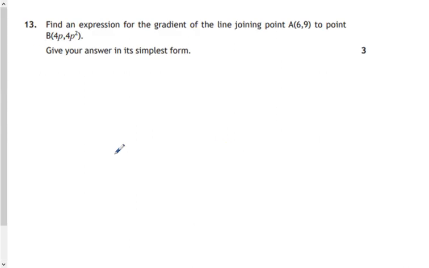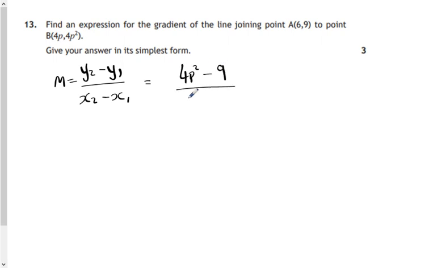Carrying on. Find an expression for the gradient of the line joining the points A(6, 9) and B(4p, 4p squared), giving your answer in its simplest form. Okay, so we've got two coordinates here, and we want the gradient between them. We know that the gradient is y2 minus y1 over x2 minus x1, which in this case is going to be 4p squared minus 9 over 4p minus 6.